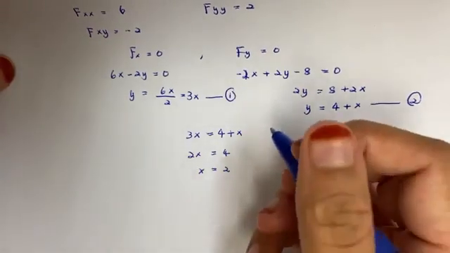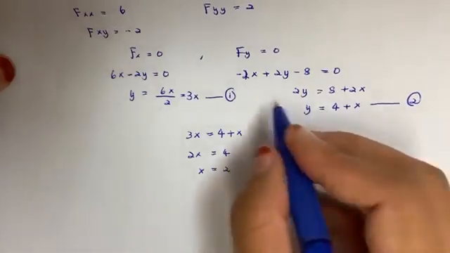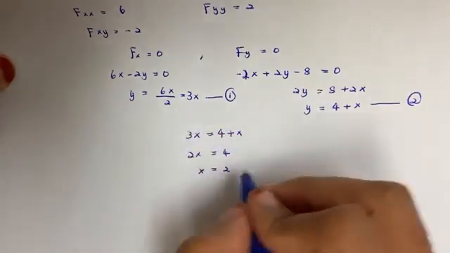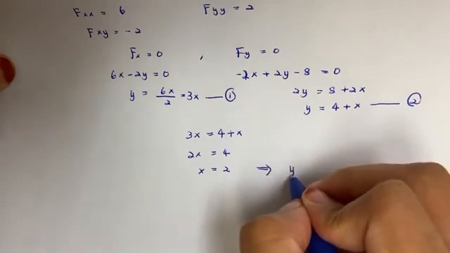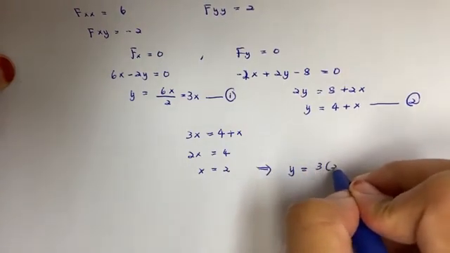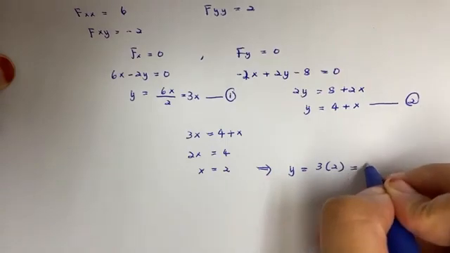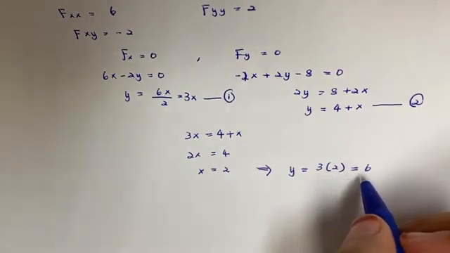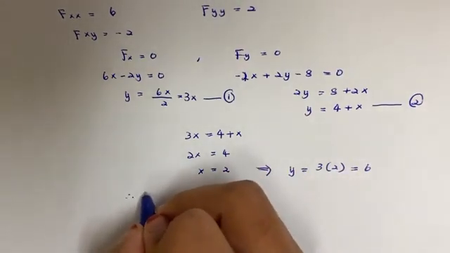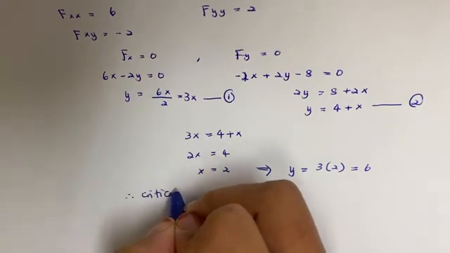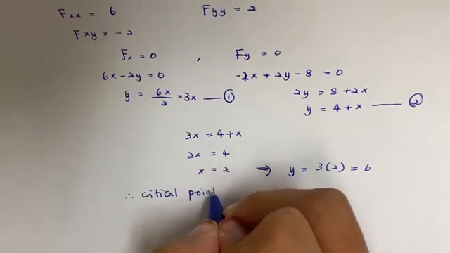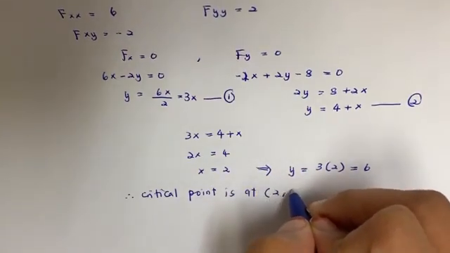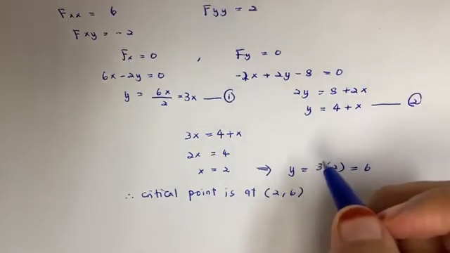Okay. Then substitute x equal to 2 into 1 or 2. So substitute into 1, let's say. This one, you have y equal to 3 multiplied by 2. So you have here 6. Now you have the value of x equal to 2 and your y equal to 6. So the conclusion is, you find your critical point. So the critical point is at x equal to 2, y equal to 6. So this is the first step.